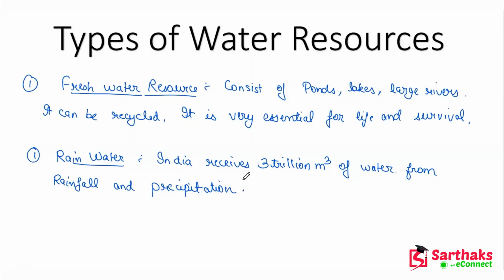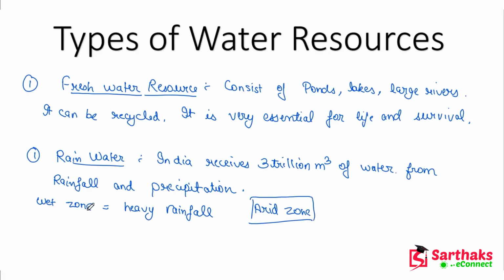And its intensity is different in different zones. For example, there are wet zones, which have very heavy rainfall, and then there are arid zones, which have very low rainfall. So the rainfall is different in different regions.